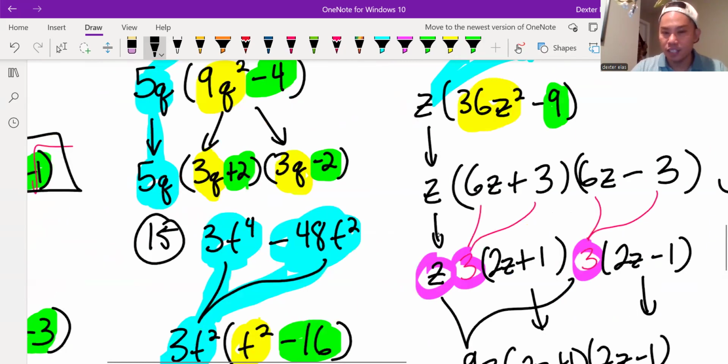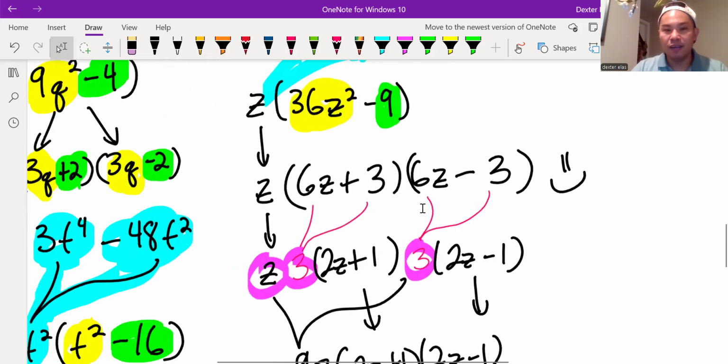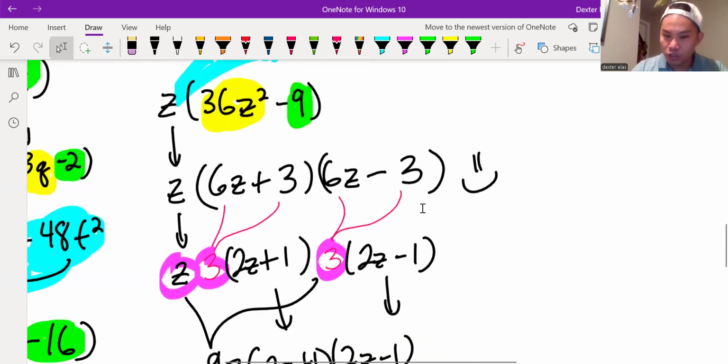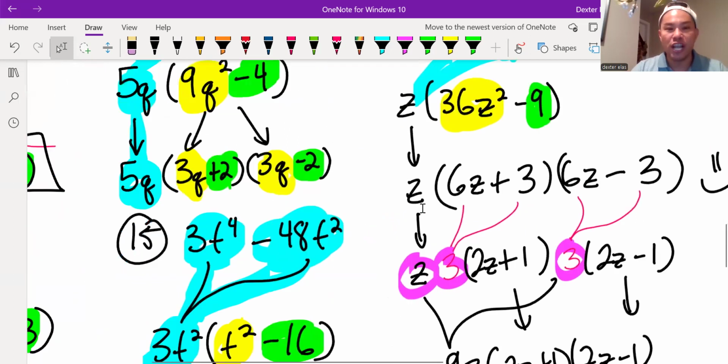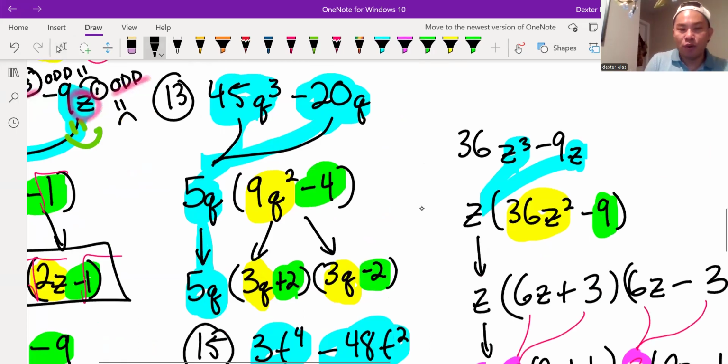So if you get down to this position, you will commonly feel like you're done right here, but if you put this on the test, you will lose points on it. And that will be the difference between someone making a B and an A on this test, is that small, minute extra check. Moving on, number 13, boom, boom, they're both divisible by 5 and divisible by q.